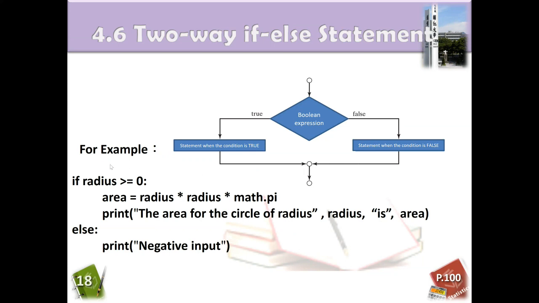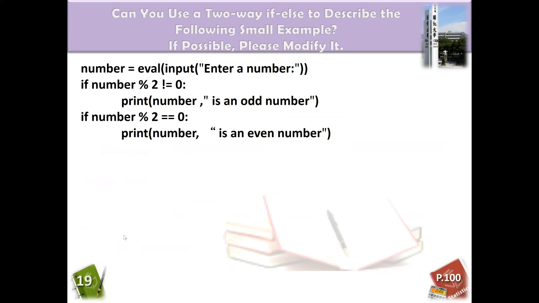So for example, if radius larger than or equal to 0, colon, area just like the formula, and print it. Else, directly print negative input, because when it is not larger than or equal to 0, that should be negative input. There are just two situations, either here or here. So you can use two-way if-else to describe the following statement.